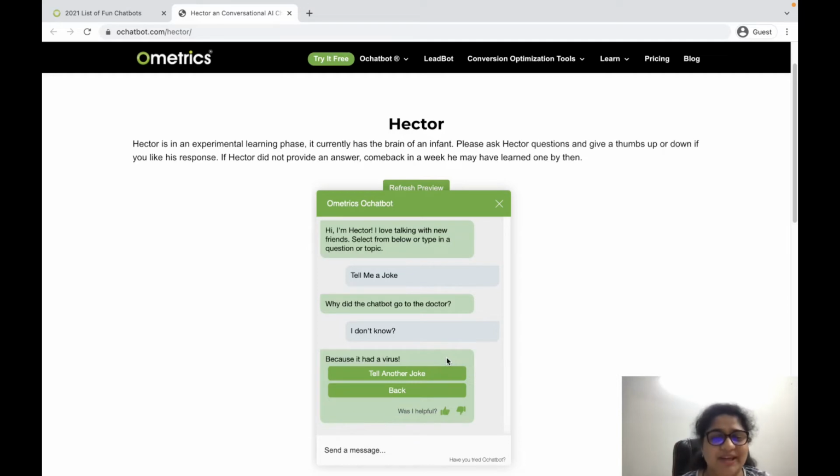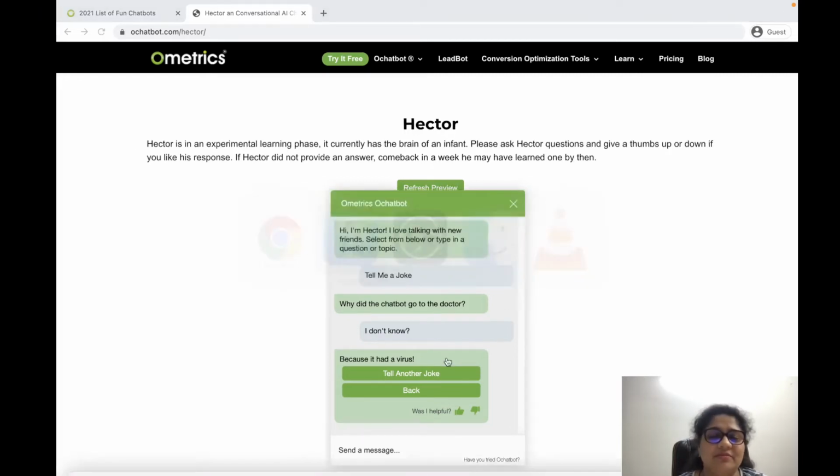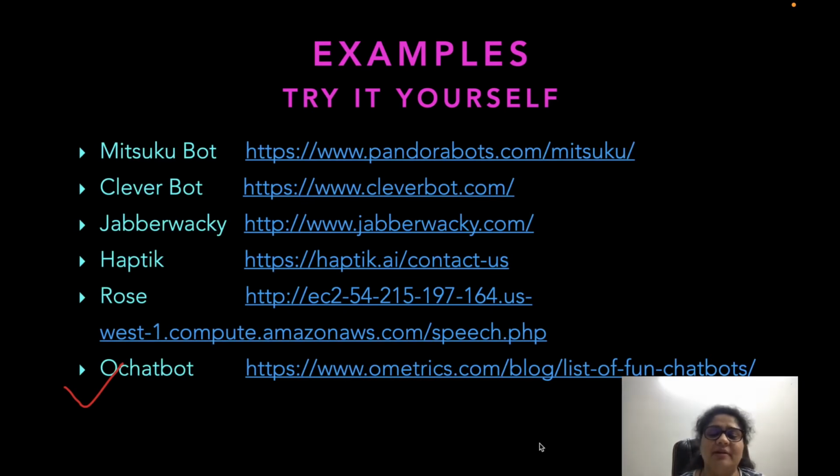I hope you enjoyed it till here, and I'll just go back to the slide pack, but it would be good if you guys try it. Okay, just read out all the warnings or disclaimers that the website will give and then act accordingly. Okay, so yeah, that's about chatbot examples.